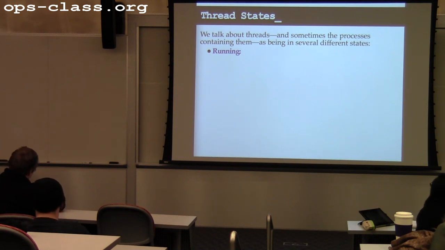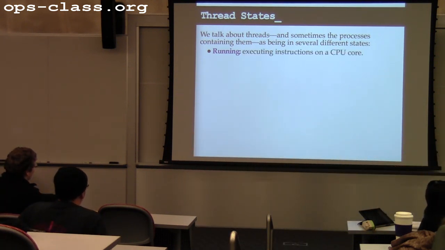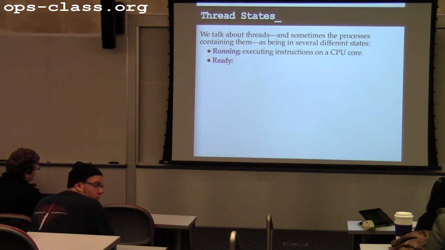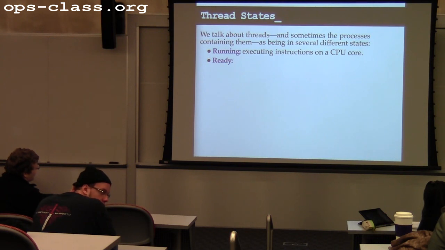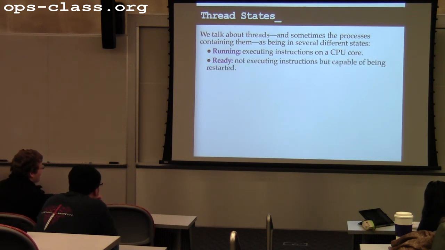So running, what do you think the running state is? Let's do this fairly quickly. If a thread is running, what does it mean? These are not trick questions. It's executing instructions, right? It's scheduled on a CPU core, it's running. What about ready? What would a thread being ready mean? It's not running. Can it run? Yes. This thread is not executing instructions, but whenever I want to, I could start it up on a core. This is a thread that can run. It's ready to run, it just happens not to be running.